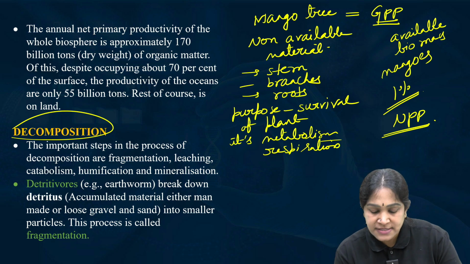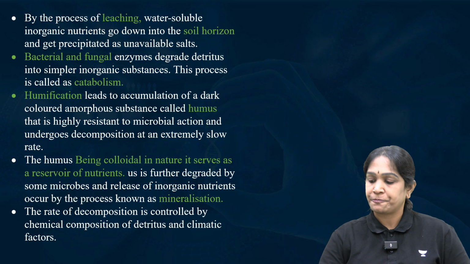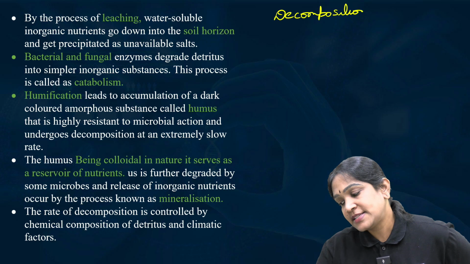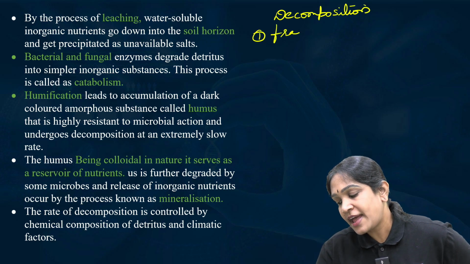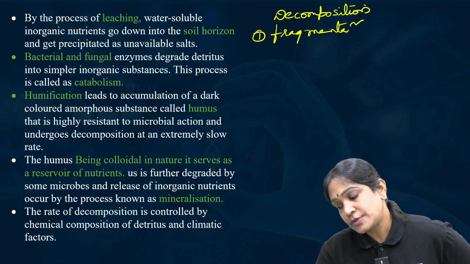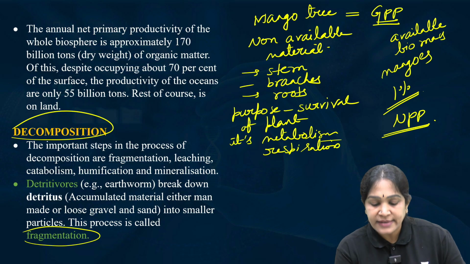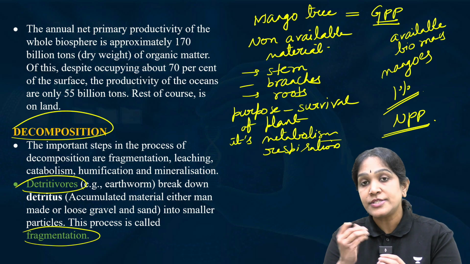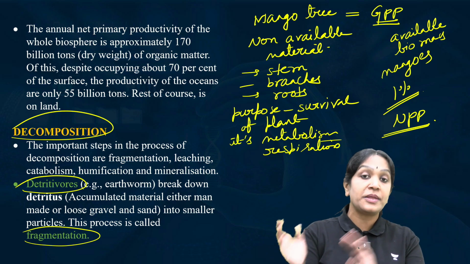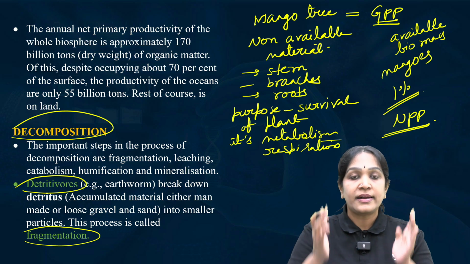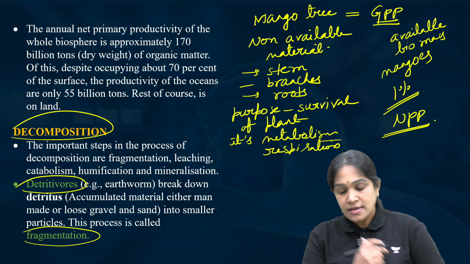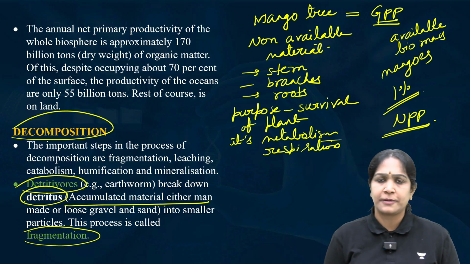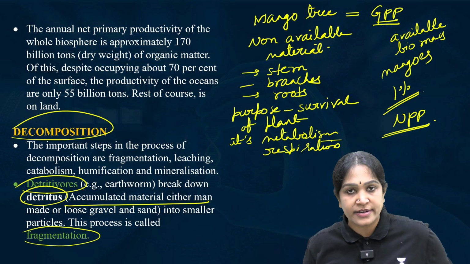The first step is called fragmentation. So, what is fragmentation? The detritivores. Detritivores means what? The organisms that consume the detritus. Herbivores consume the plant. Carnivores consume the animal. Detritivores consume the detritus. Then what is detritus? Detritus means the accumulated material. Accumulated material is called detritus.